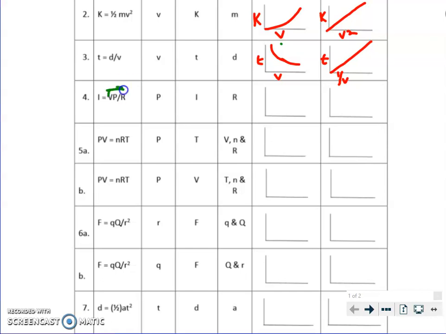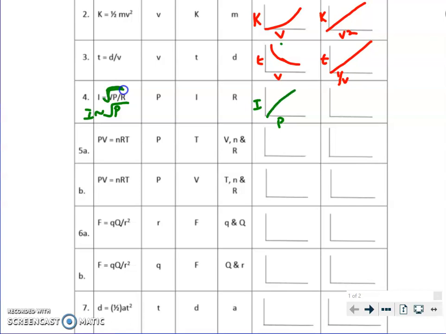So number 4 is square root of p over r. So we have p on the x-axis, I on the y-axis, r stays constant. So I just go through the process. I is proportional to radical p based on that equation. Again, since I'm ignoring r, I don't have to worry about the dividing sign. So square root function looks like this.